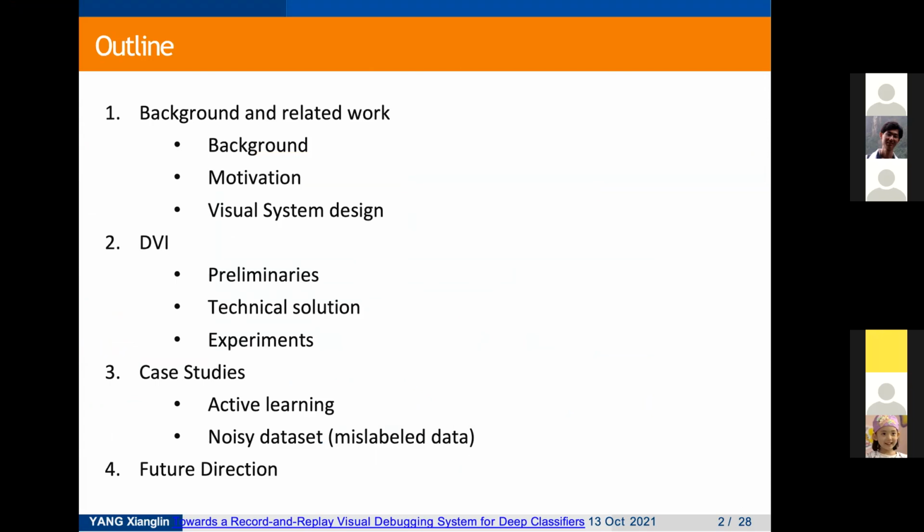I will start from background and related work, to show you that the direction is a visual system. Then followed by our first attempt towards a visual system, which is DVI. I will talk about the preliminaries of DVI, then the technical solution, and finally some experiment results. In the third part, I will also introduce some case studies where we apply DVI. We have 2 case studies here, active learning and noisy data sets. Lastly, I will talk about the future direction.